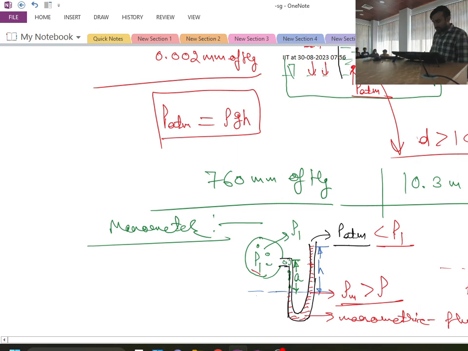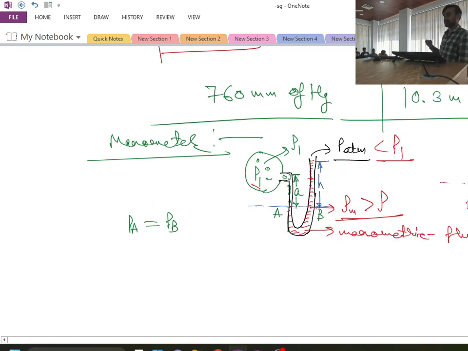So now this horizontal level which I have considered over here, from this point to this point I have continuous uniformly distributed fluid. So as I have continuous uniformly distributed fluid, if I mark this as point A and this as point B, then I can simply say that pressure at point A will be equal to pressure at point B. Is this one clear? Pressure at point A will be equal to pressure at point B.